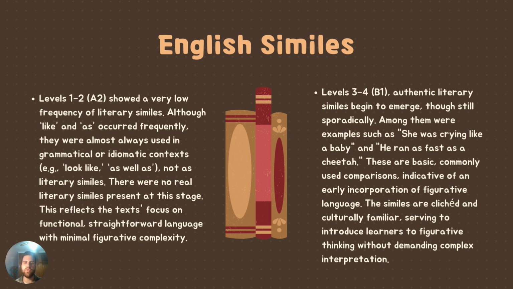For levels 3 and 4, approximately B1, authentic literary similes began to emerge, though still sporadically. Among them were examples such as she was crying like a baby and he ran as fast as a cheetah. These are basic, commonly used comparisons indicative of an early incorporation of figurative language. The similes are clichéd and culturally familiar, serving to introduce learners to figurative thinking without demanding complex interpretation.